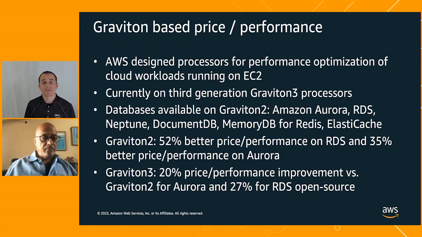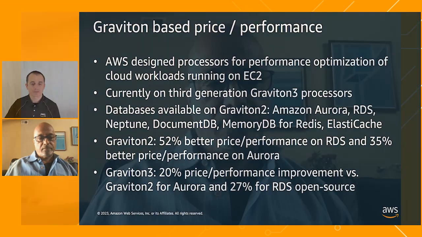Graviton 3, in turn, delivers a 20% price performance improvement versus Graviton 2 in Aurora and a 27% improvement in Amazon RDS for the open source databases. Wow, those are not small numbers, and the cumulative effect is substantial. If you're using Graviton 3, then you've got some major performance improvements that you can anticipate.